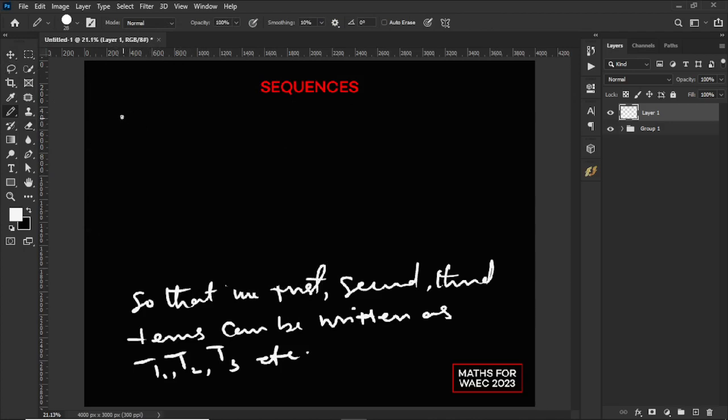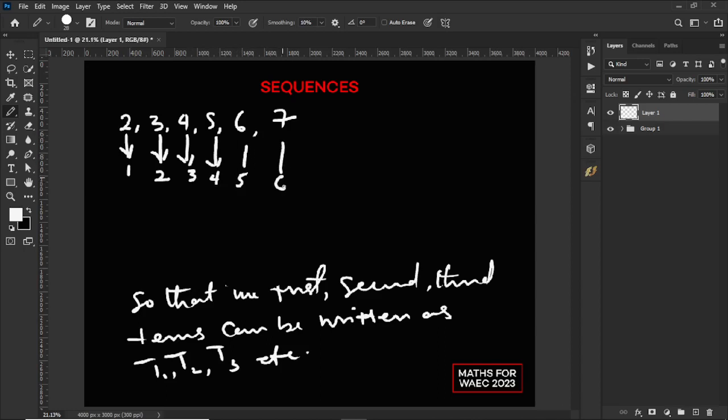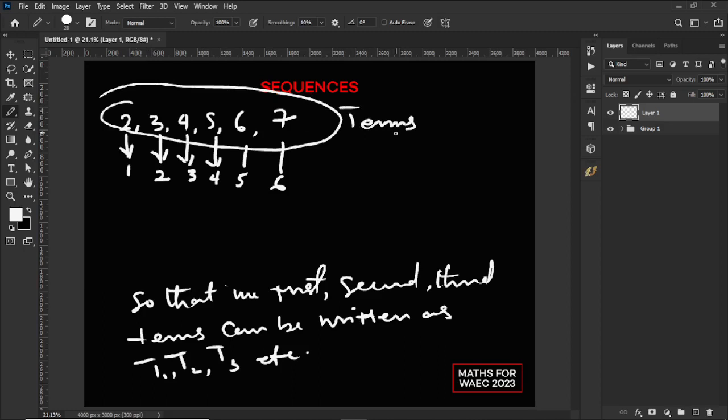Let's say this is the sequence 2, 3, 4, 5, 6, 7. This is the first one, the second one, the third one, the fourth, the fifth, and this is the sixth. All of these ones that you are seeing like this are called terms of the sequence.